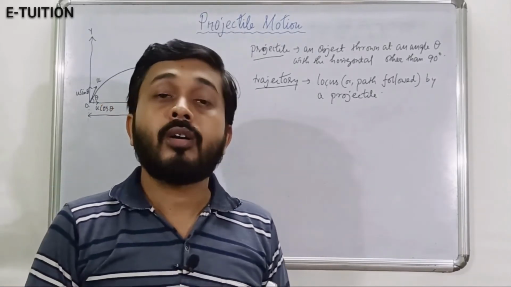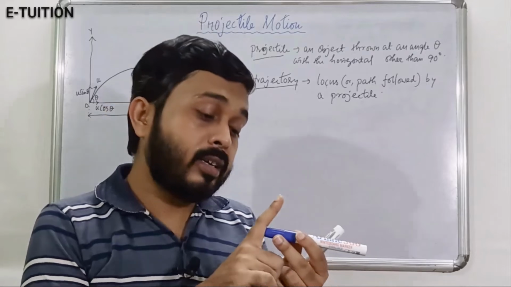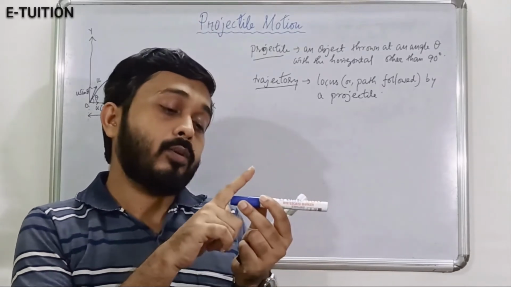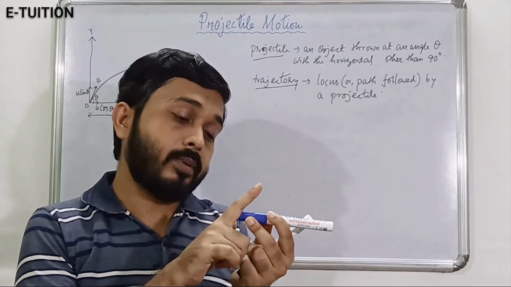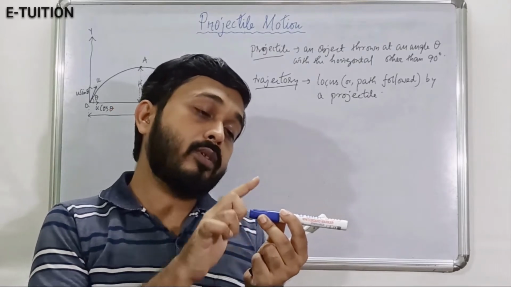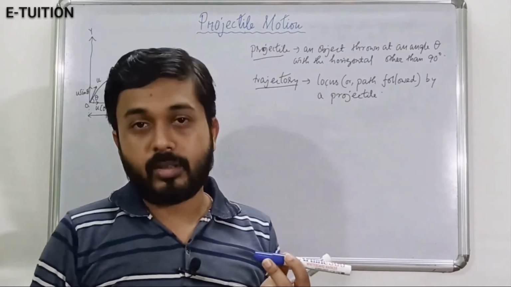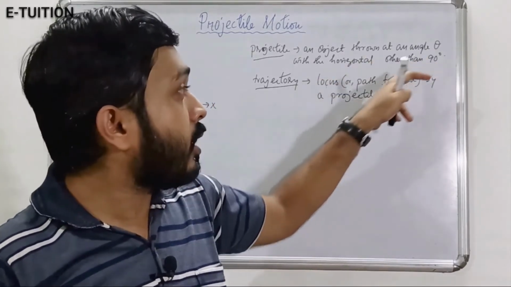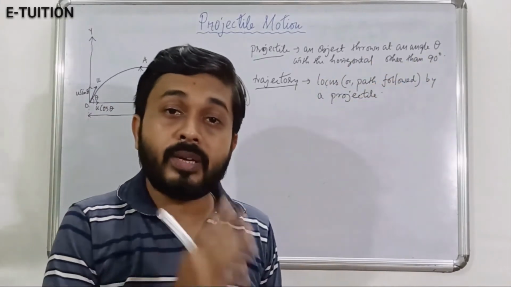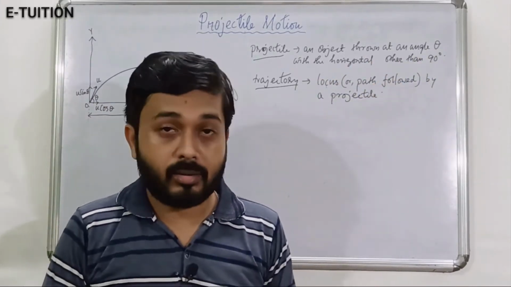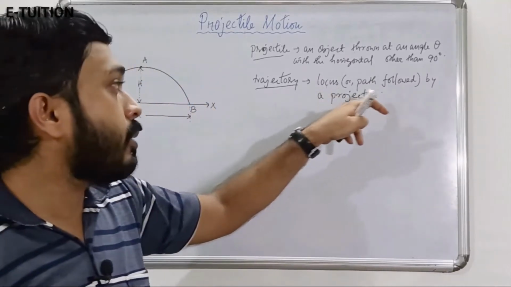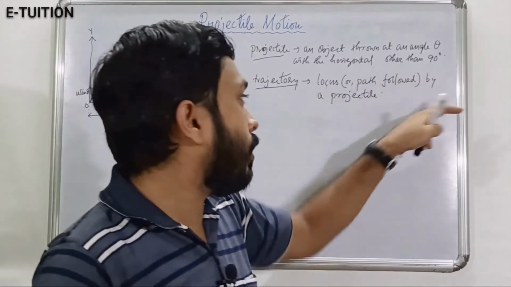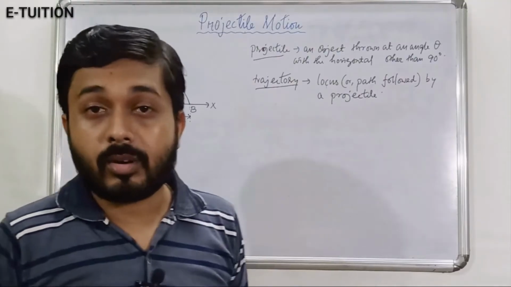If you throw the object at an angle other than 90 degrees, then it falls in the category of projectile. So if you throw at an acute angle, for example, the object is going to move along a path like this. The motion of an object which is thrown at an angle theta other than 90 degrees will be in a vertical plane. A trajectory is simply the path followed by a projectile. The locus or the path followed by a projectile is called a trajectory.